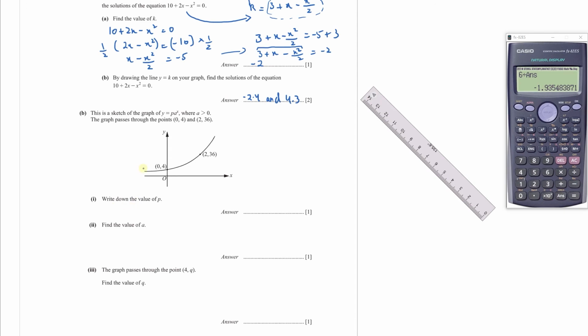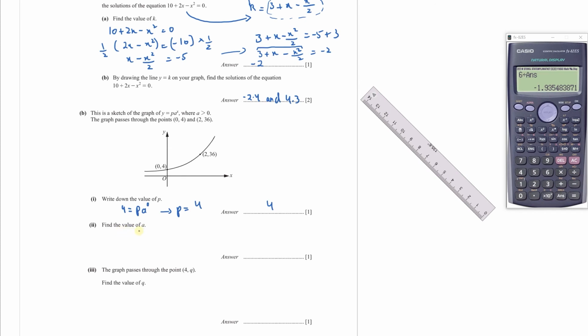So if I substitute the point (0, 4) into this equation, I get 4, which is the y value, equals P times a to the power 0, where 0 is the x value. a to the power 0 is 1, so this gives me P equals 4. So the value of P is 4.